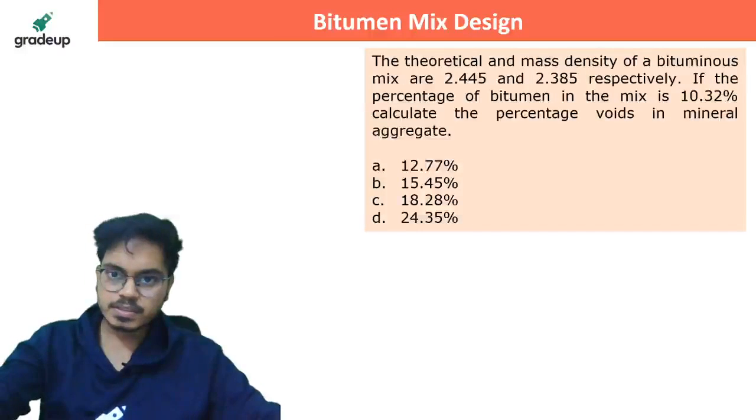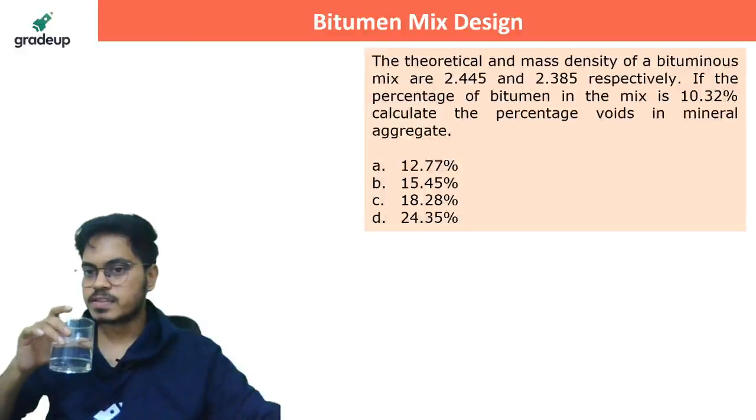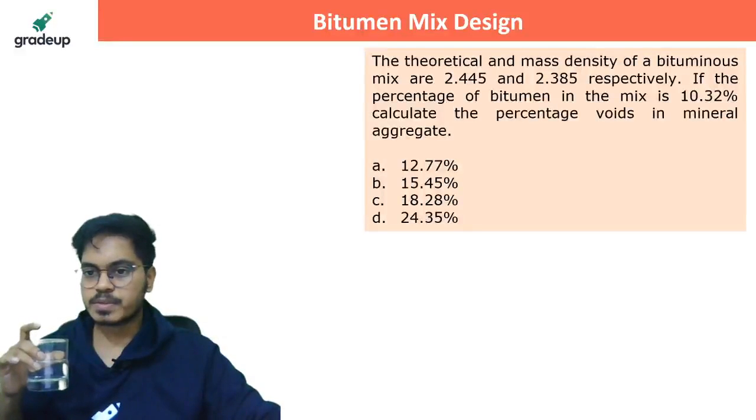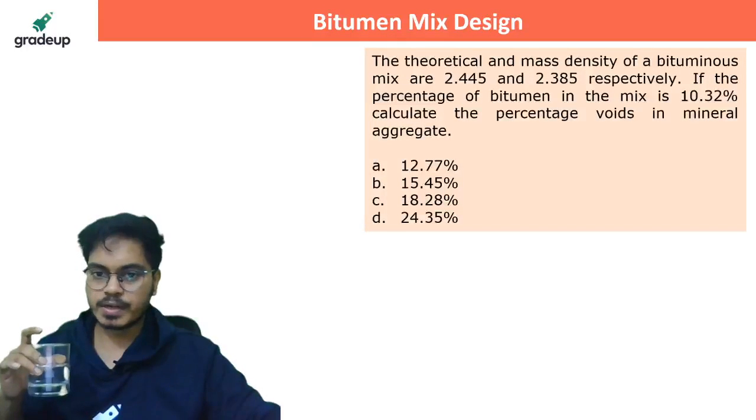What they are saying is the theoretical maximum and the mass density are given. If the percentage of bitumen is this, calculate the percentage voids in mineral aggregate.